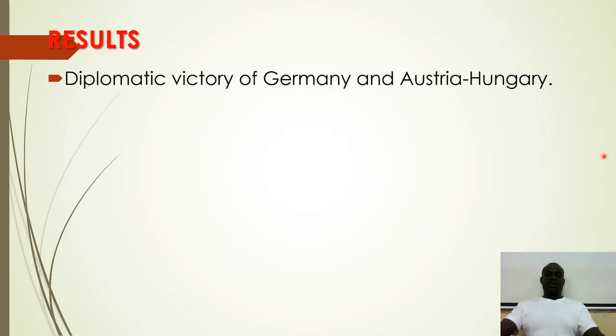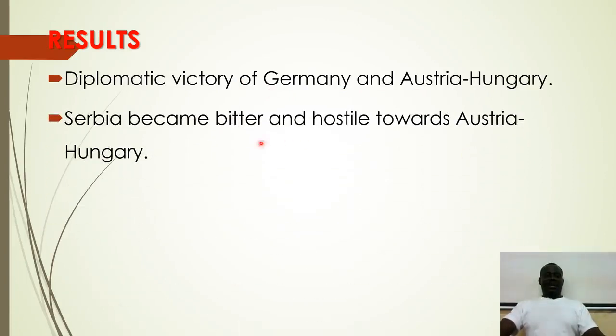Now, what were the results of the Bosnian crisis, or the Balkan nationalism in the Balkans? It was a diplomatic victory for Germany and Austria-Hungary. When Austria-Hungary annexed Bosnia-Herzegovina, nothing took place. Therefore, Germany and Austria-Hungary were the victors because their interests were flourishing there. And Serbia became bitter and hostile towards Austria-Hungary.